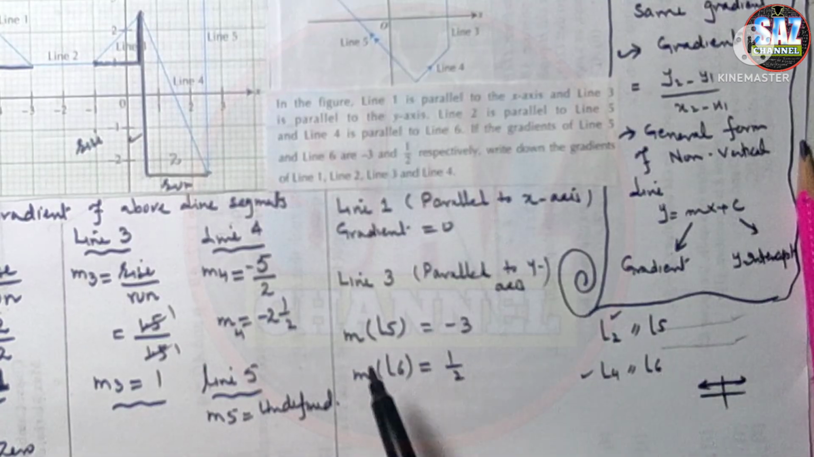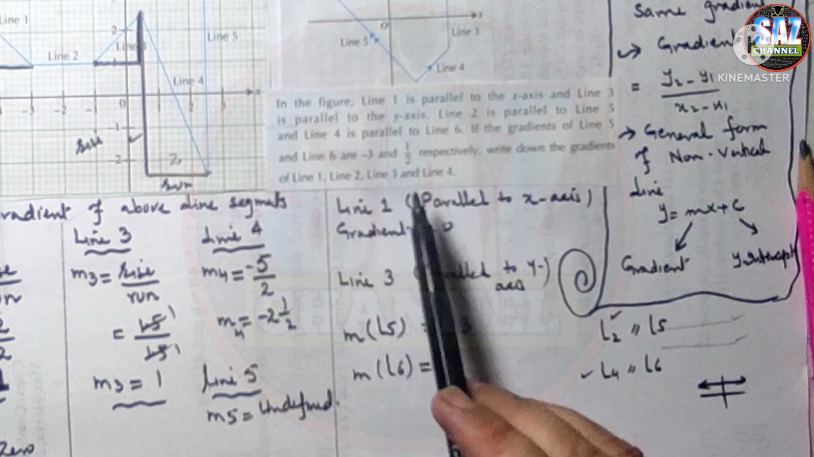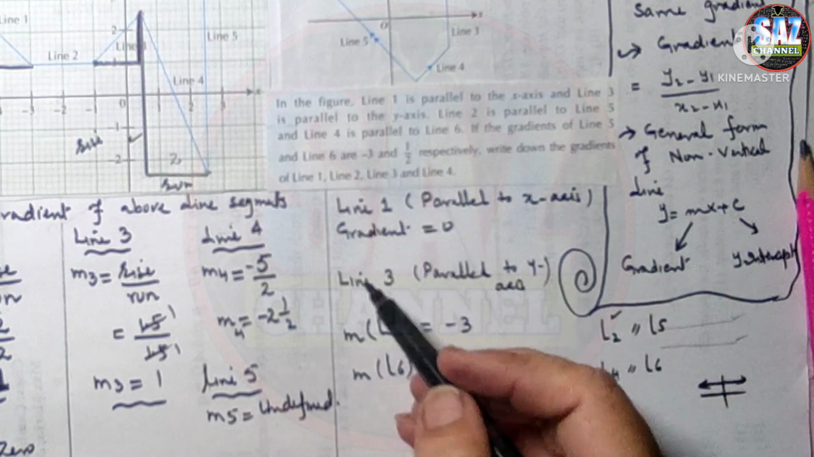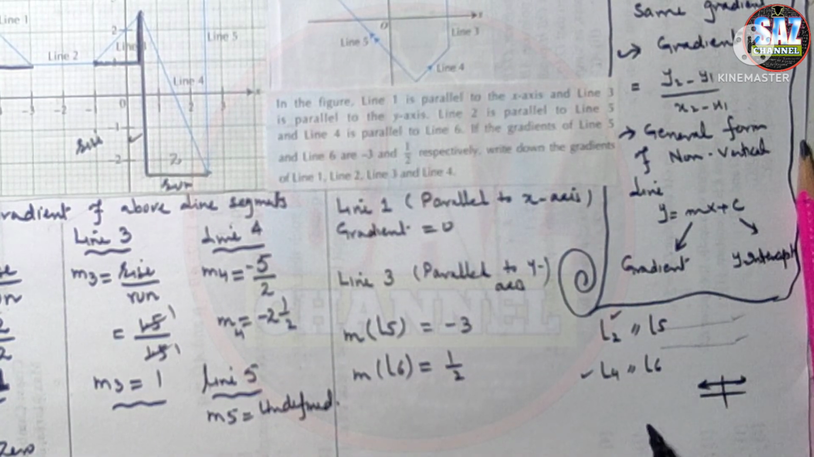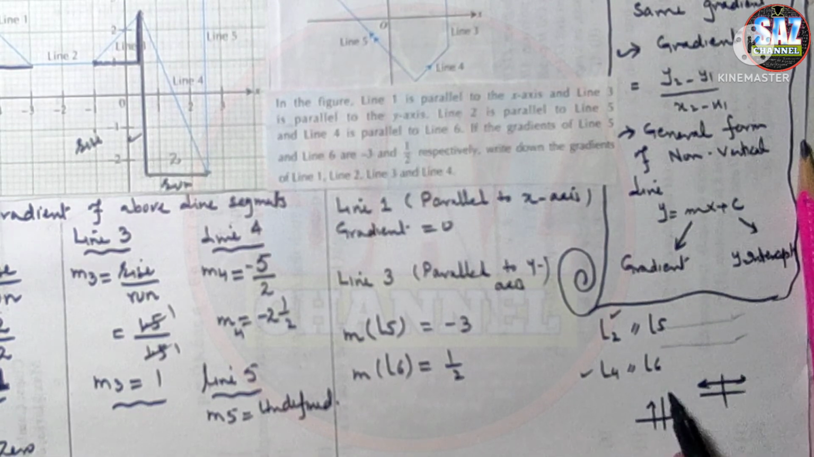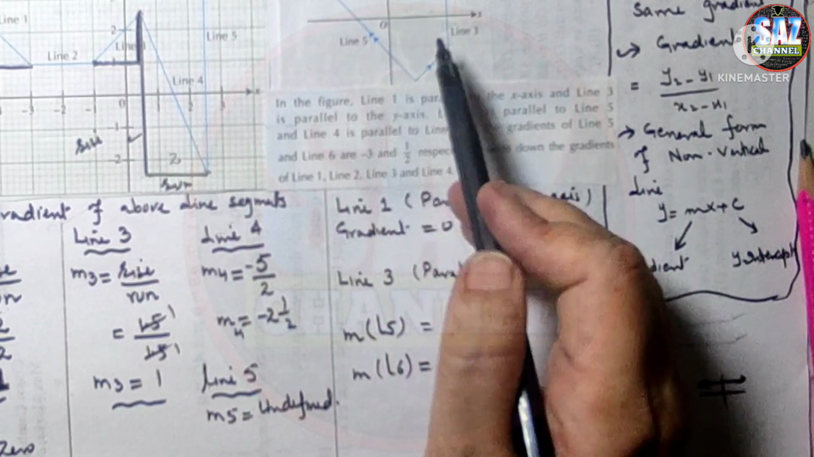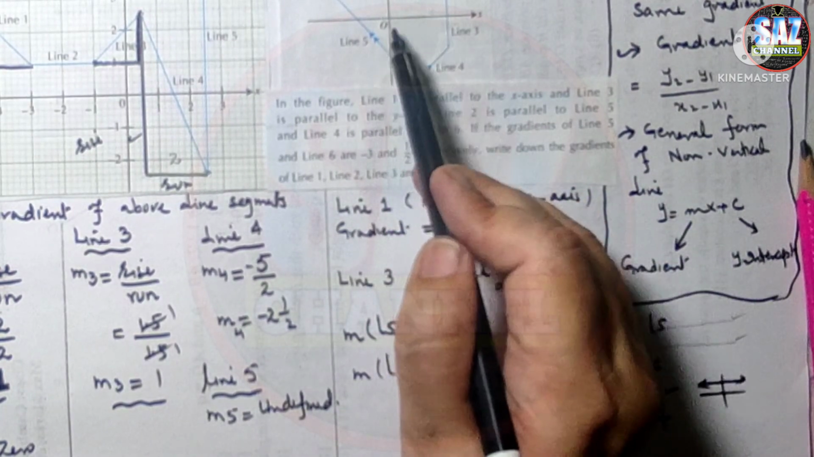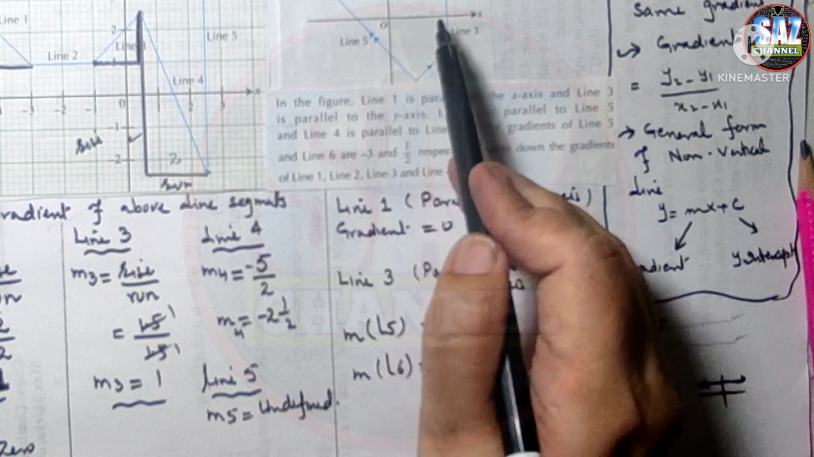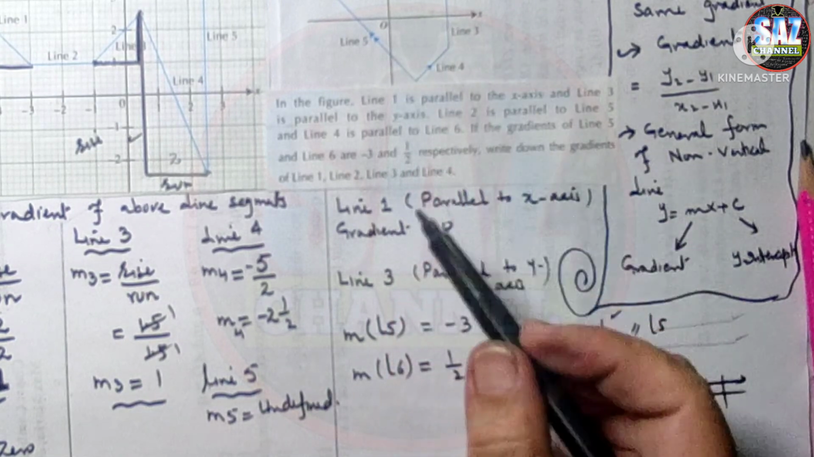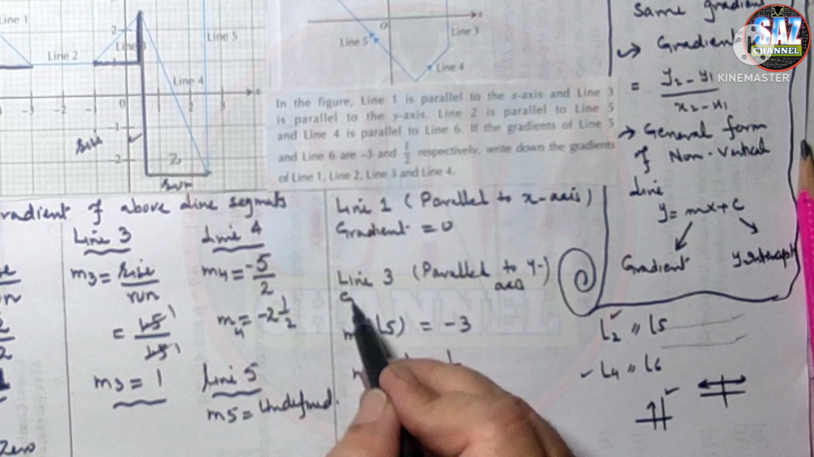Then we have to state the gradient of line 3. Okay, first let's talk about line 3 because we have written the data first. Now line 3 is parallel to which axis? Line 3 is parallel to y-axis. So when the line is parallel to y-axis, it is a vertical line, and its gradient is undefined.